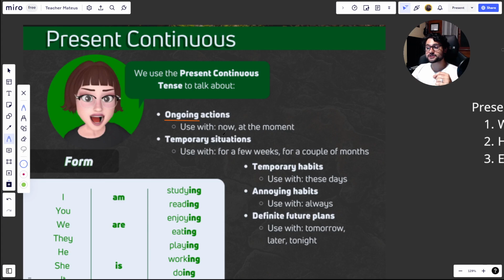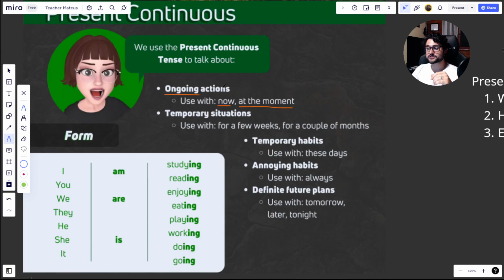So, ongoing actions, and then we use these with now or at the moment. So, I build my idea, I say, I am studying now. I am practicing English at the moment. So this is how we would describe ongoing actions.